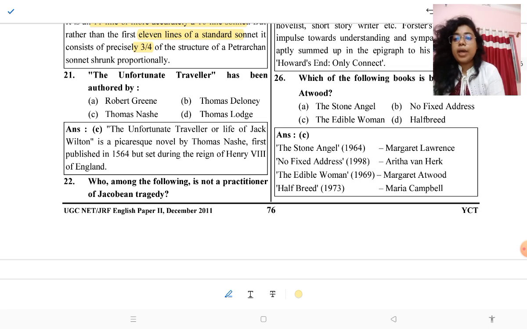Okay, The Unfortunate Traveller was authored by Thomas Nashe. The Unfortunate Traveller or the Life of Jack Wilton is a picaresque novel by Thomas Nashe, first published in 1594 during the reign of Elizabeth I of England.